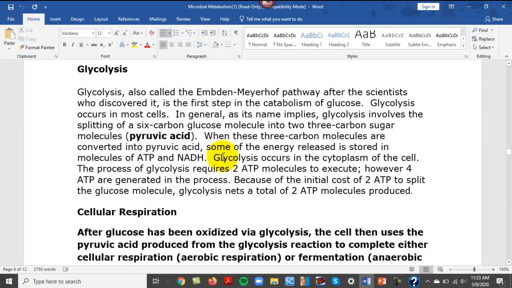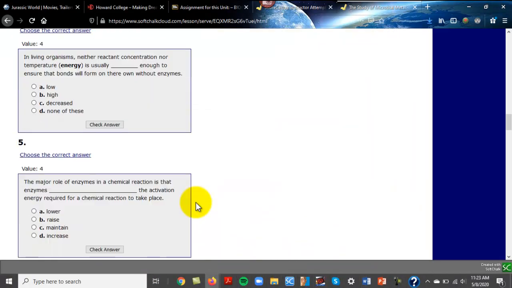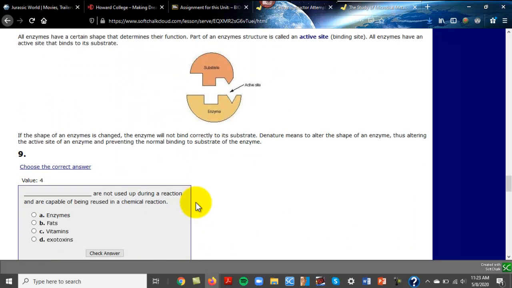Okay, I'm going to go very briefly through glycolysis, and then this is how cells convert energy. Glycolysis is actually taking glucose and splitting it into what are called two pyruvic acid molecules. Let me go on through here. So we got these.